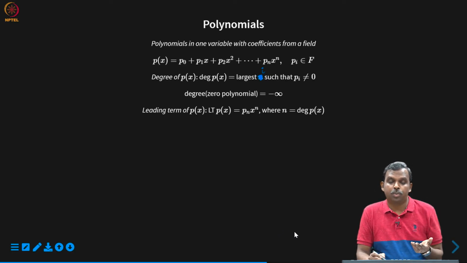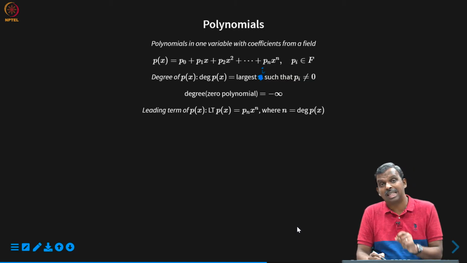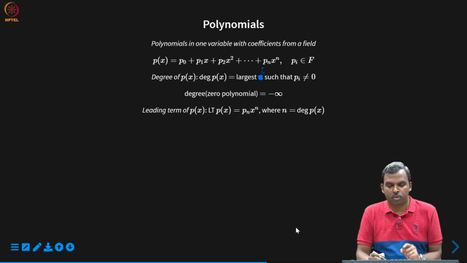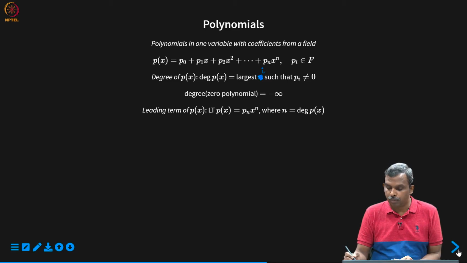Now degree of the 0 polynomial is minus infinity. That's some convention that we use. It's not a big deal. If you don't remember that also, it's okay. There's also this leading term for a polynomial. Okay, so the highest degree term along with its coefficient, it's called the leading term of the polynomial. Okay, and n of course is the degree of p of x. Okay, so these are standard terms, and we will use them a little bit as we go along.